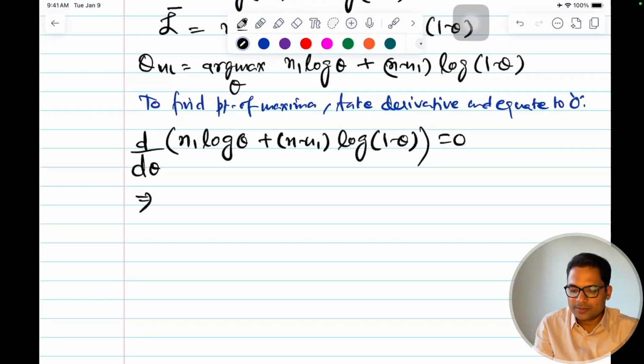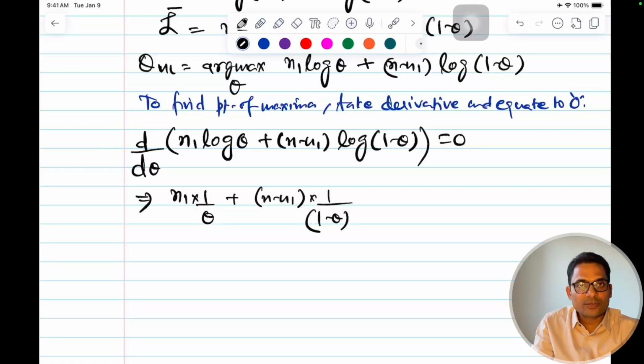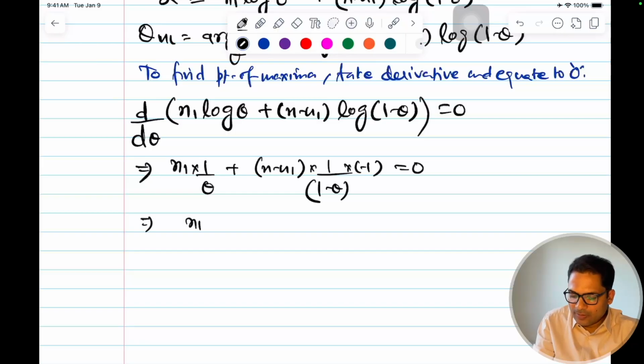What will this be? The differential of log theta is 1 by theta, plus (n minus n1) is constant with respect to theta, and log of 1 minus theta becomes 1 by 1 minus theta, and again there is a negative sign, so this is the chain rule. This will give a minus 1 because of the minus theta, so this is equal to 0. This implies n1 by theta is equal to, taking the negative to the other side, (n minus n1) by (1 minus theta). This is simple math now, simplify it.